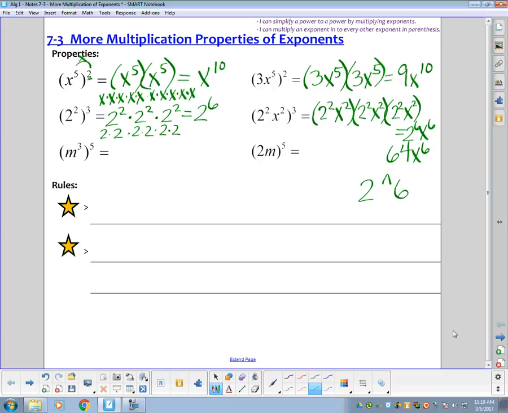We have m to the 3rd power 5 times. What's a shortcut if I don't want to write it 5 times? Add all the 3's together, and you get m to the 15th.